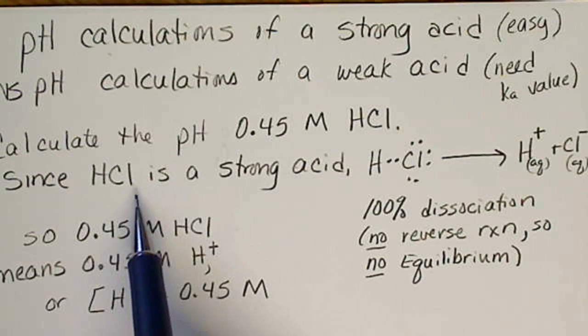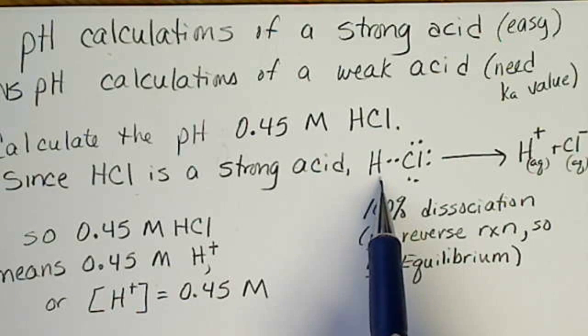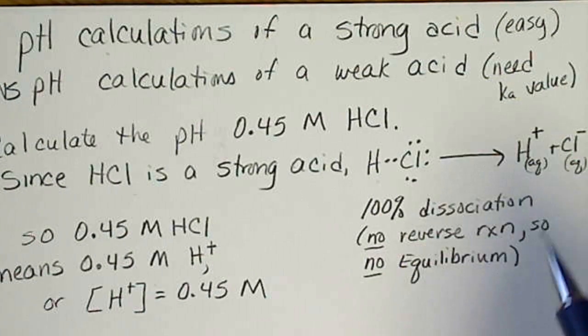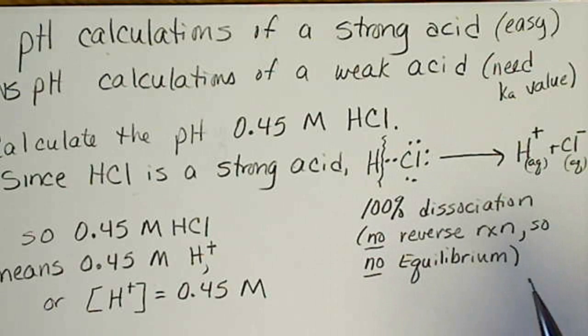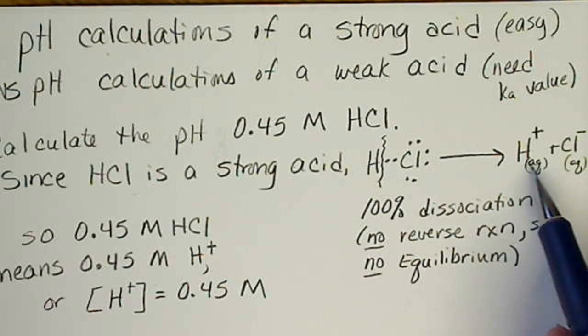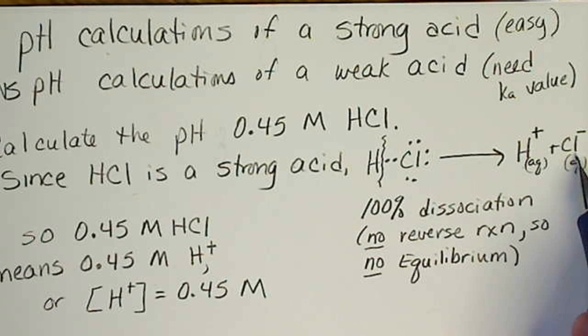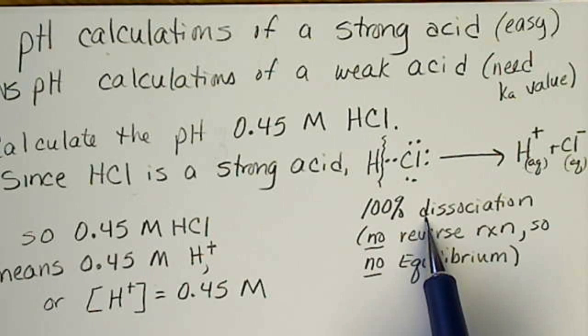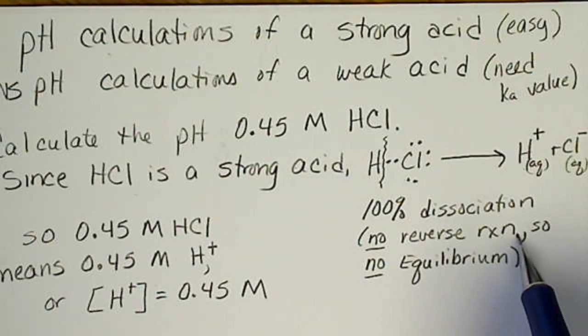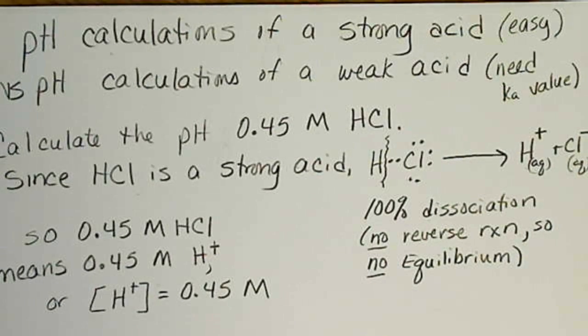If we remember what a strong acid is, this is a covalently bonded molecule. When this is dissolved in water, the bond breaks here, and this is not a very strong bond, so the bond is relatively easy to break, and 100% of the molecules dissociate, leaving behind the hydrogen ion, H+, and the chloride ion. So because there's 100% dissociation, that means this reaction only goes to the right. There's no reverse reaction, which means there is no equilibrium set up.